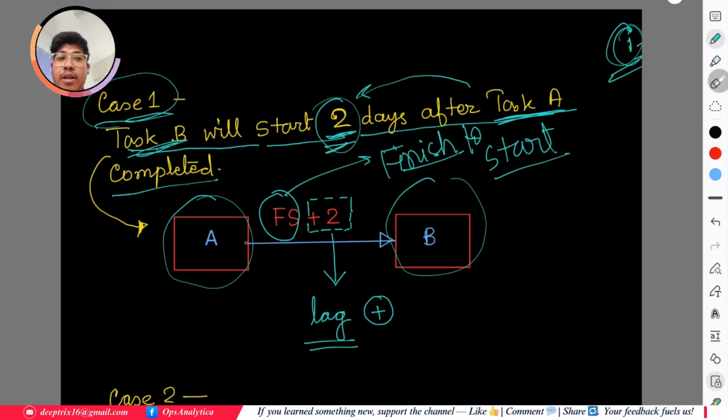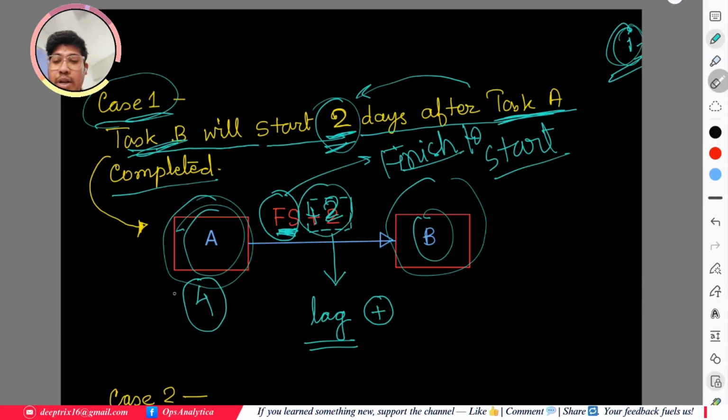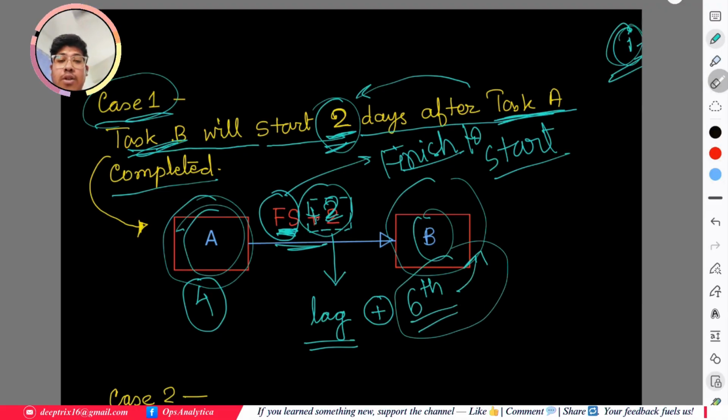Here it is mentioned that once task A is completed, after 2 days task B will start. That means we are telling finish to start plus 2. Suppose task A is taking 4 days, then task B will start on the 6th day. So that is basically the meaning. Are you able to see this particular plus 2? This plus 2 is denoted as a lag. This is basically lag, and it is mentioned as plus 2.